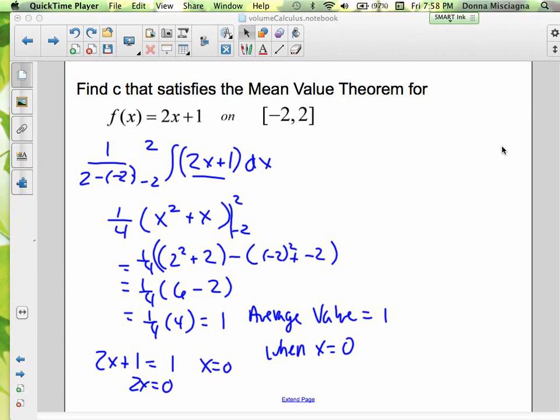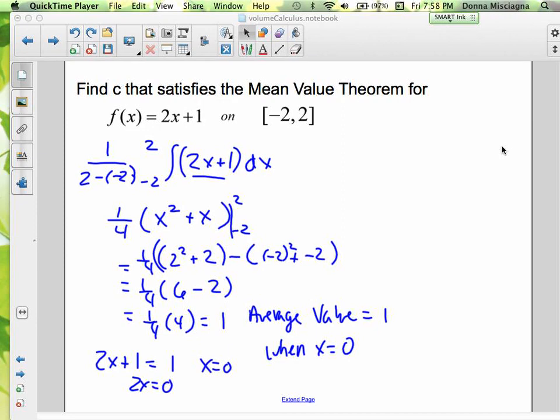Right, and I didn't erase this because it's in your notes completely, so why should I erase it? All right, so I have 1 over 2 minus negative 2. That'd be 1/4. We integrate 2x plus 1. That would give us 2x squared divided by 2, so that would just be x squared, the 2's would cancel, plus x, and we'll evaluate from negative 2 to 2.